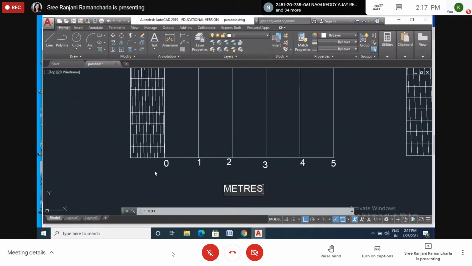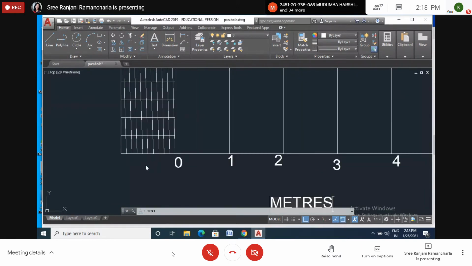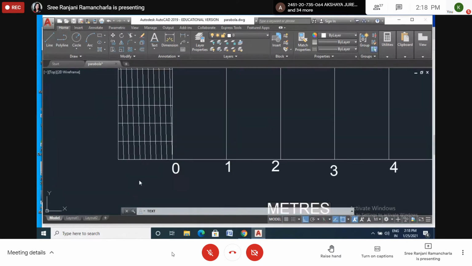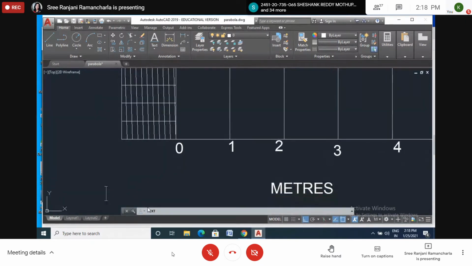Meters. And 0 to the right side is meters, and what is 0 to the left side? Decimeters. So here you write decimeters. Write it at the same level. You can write decimeters here.